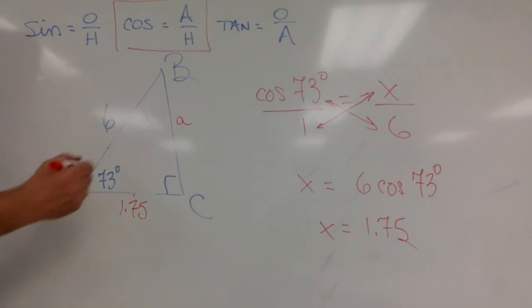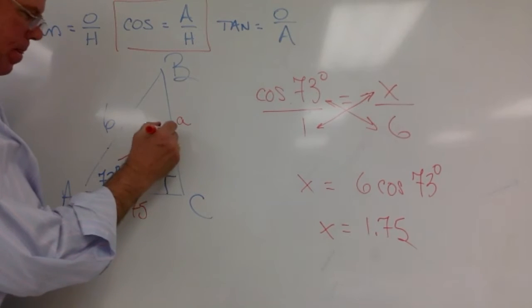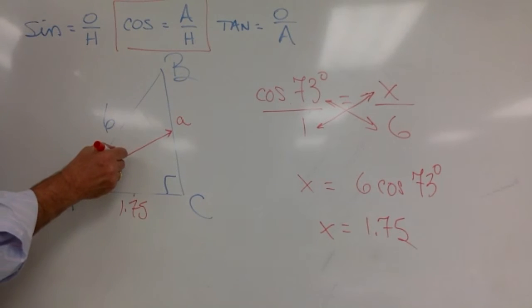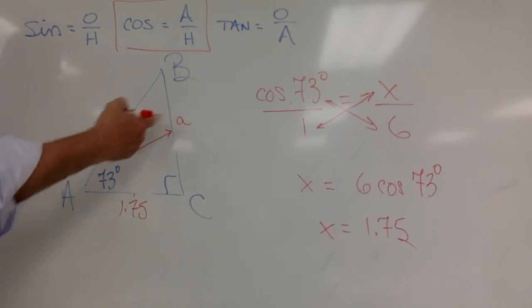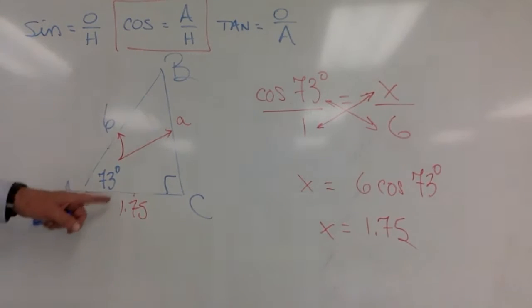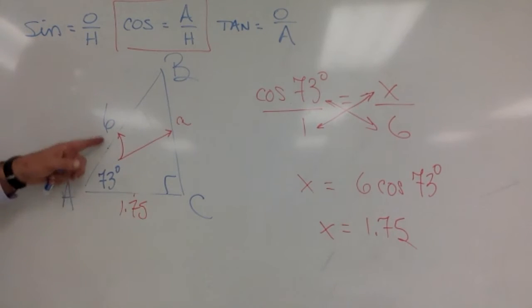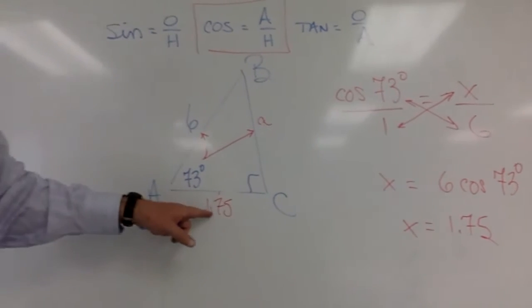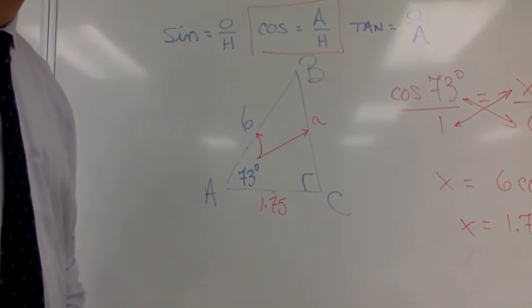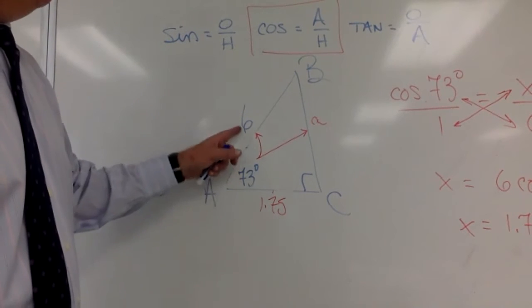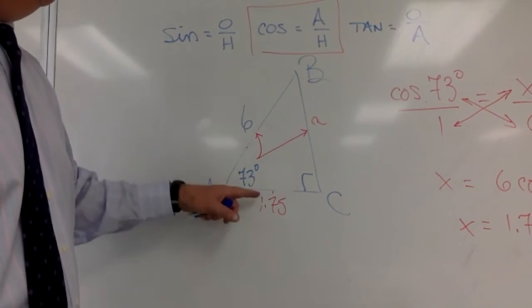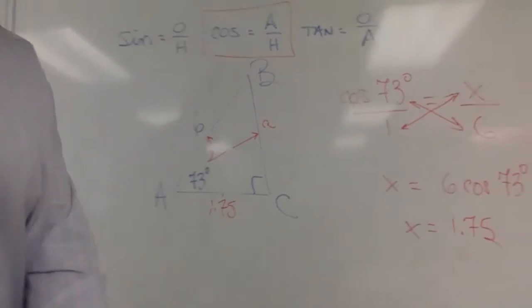What could you use? What's this? Opposite over hypotenuse. Yeah, I just use the opposite over the hypotenuse. Why wouldn't I use the opposite over the adjacent? What would make this one easier to use than this one? Let's say you didn't have a calculator. What's the easier part about that number? No decimal, right?